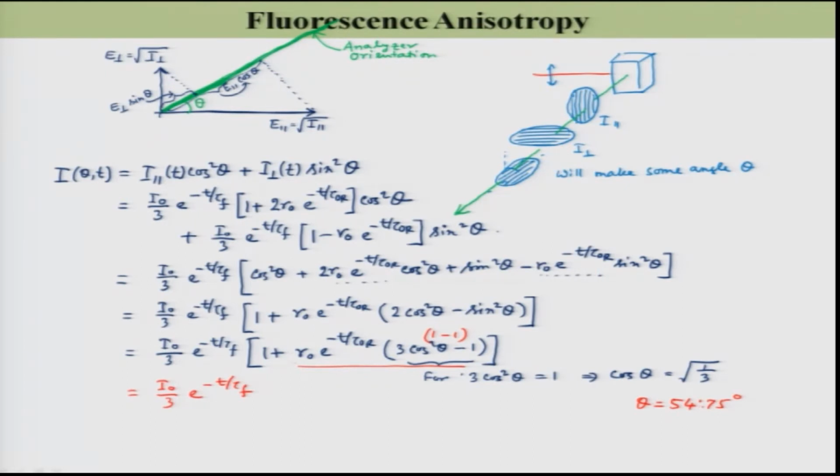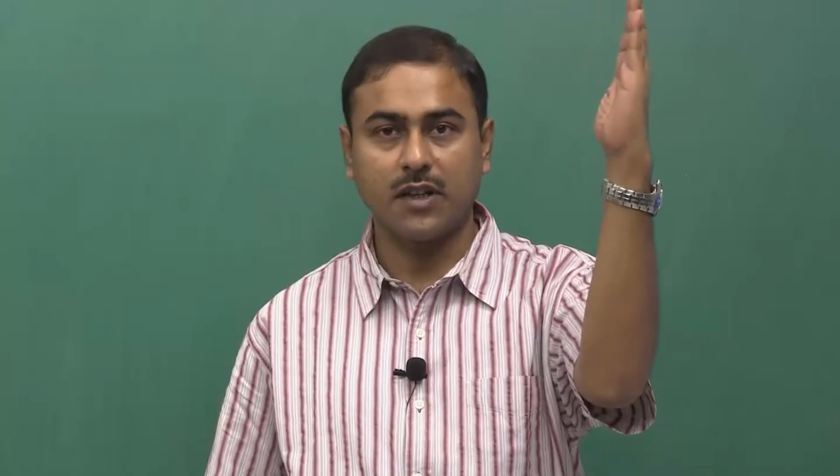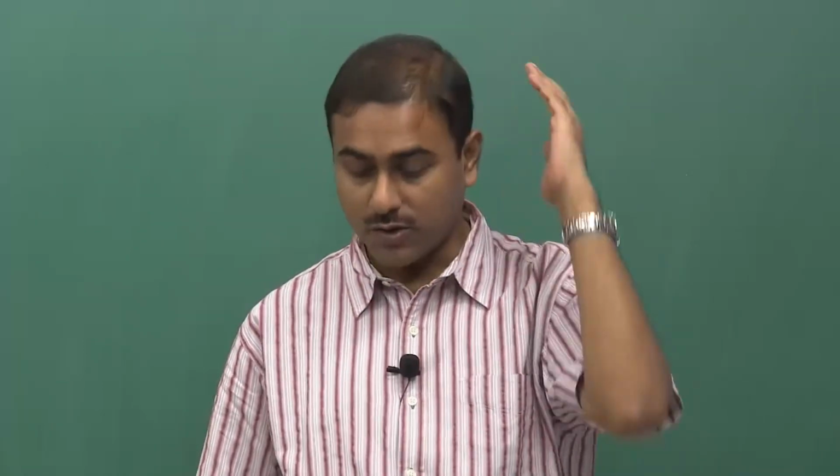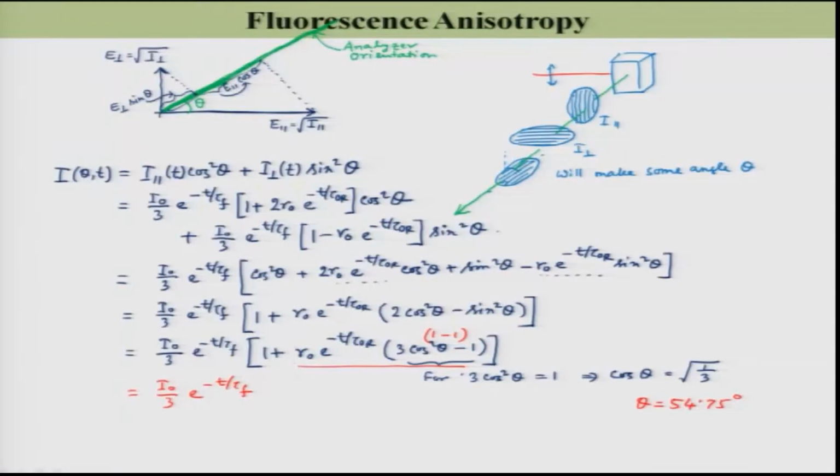When theta equals 54.75 degree, that means the analyzer is placed at an angle 54.75 degree from the direction of excitation or from the I parallel, like this. This is I parallel, this is I perpendicular, like this. So in that case, this part vanishes, and what you will be left with is I 0 by 3 e to the power minus t by tau f. That means you will be able to measure the lifetime, otherwise not.